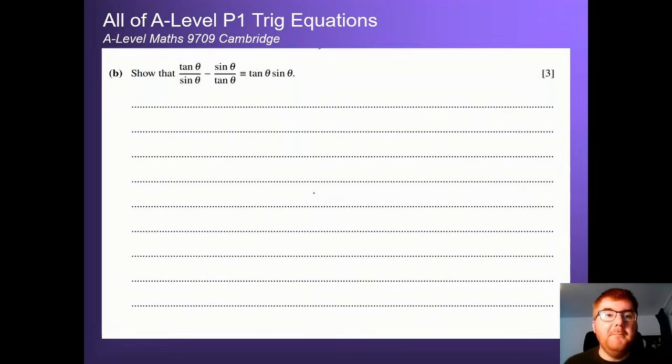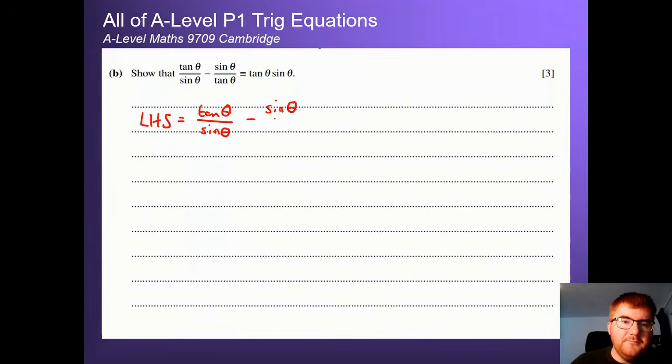Okay, and on to part B here. We've got a typical show that trig identity style question. Again, we're going to see lots of these over the course of the video. And we need to show that the left-hand side here is always equal to the right-hand side. So the way I approach this, I usually put down left-hand side. I'm going to write down the left-hand side: 1 over sine theta minus sine theta over tan theta.